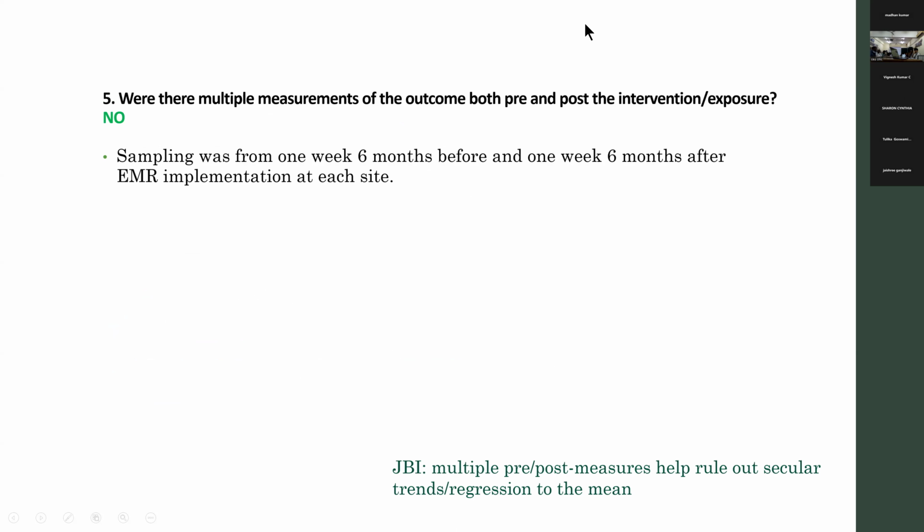The next question was: were there multiple measurements of the outcome, both pre and post intervention? Here they had only one measurement. They had done sampling from one week, six months before the implementation of the EMR alert, and one week, six months after the implementation. If there are multiple measurements, you can probably have better, more precise results. So here they have done only one week pre, one week post.